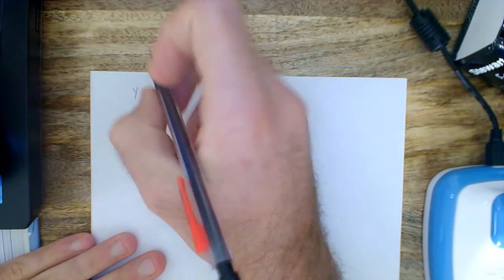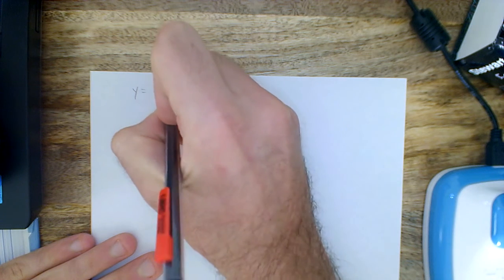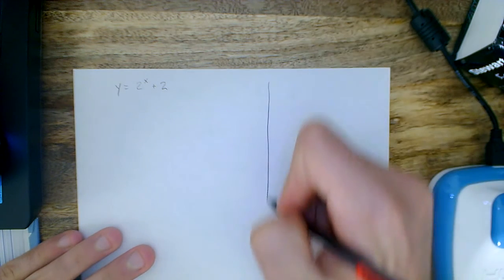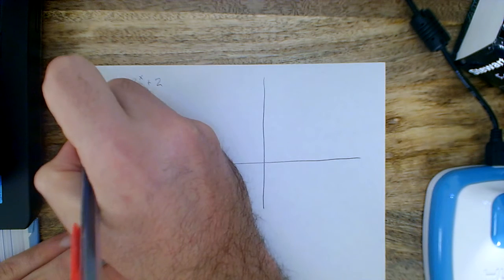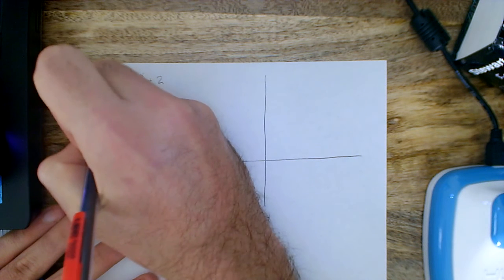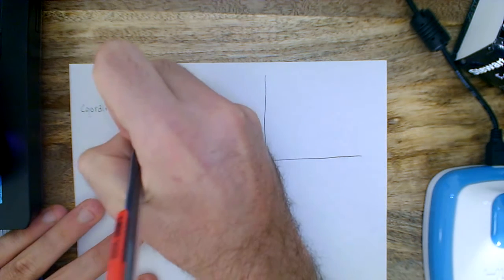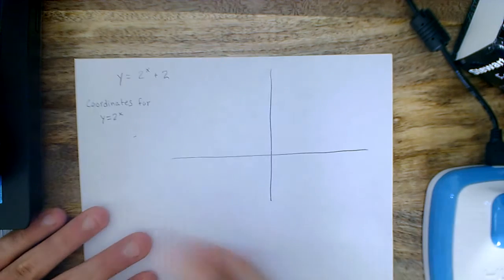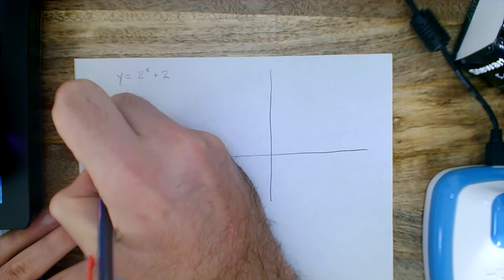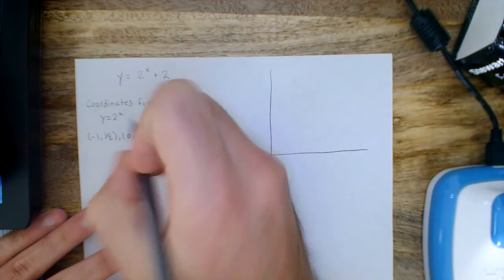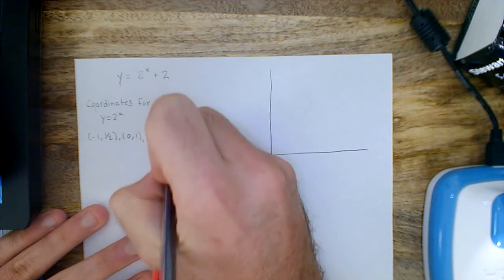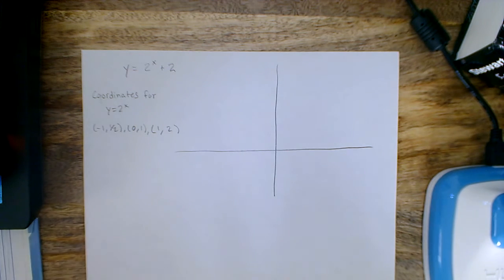Okay, so let's go ahead and graph these. We're going to do y equals 2 to the x plus 2. I had those coordinates, so I'll write them over here on the side, for y equals 2 to the x. They were -1 and 1/2, 0 and 1, and 1 and 2. Now everything gets a vertical shift.